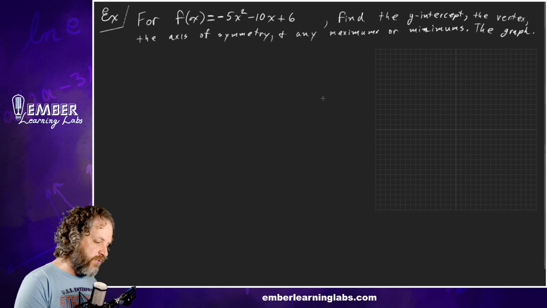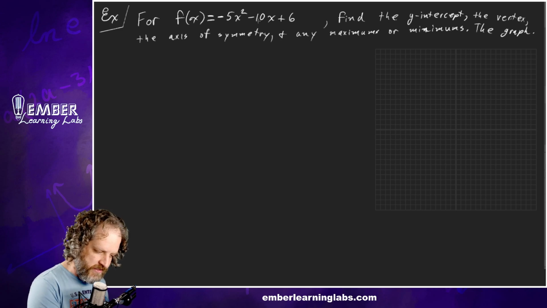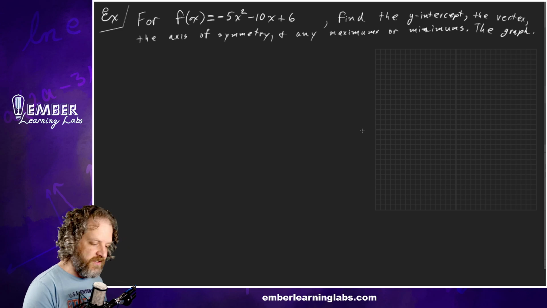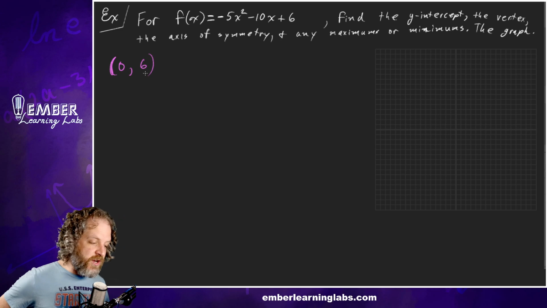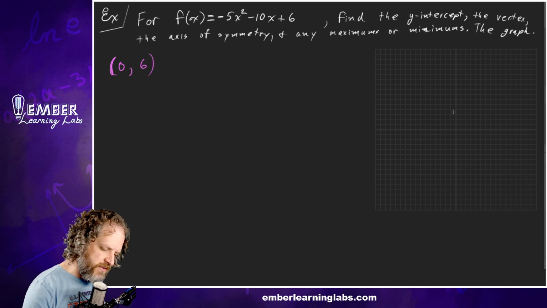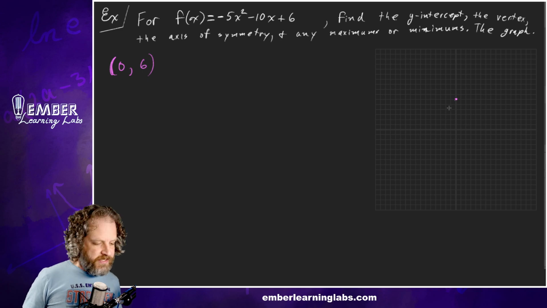So y-intercept. Well, the y-intercept's easy. This is already in standard form. We've got ax squared minus 10x plus 6. So the y-intercept is going to be the point 0, 6, right? So let's go ahead and put a dot there. 0 and 6. 1, 2, 3, 4, 5, 6. Put a dot right there. We're starting to build our parabola. So far, it's easy peasy, right?